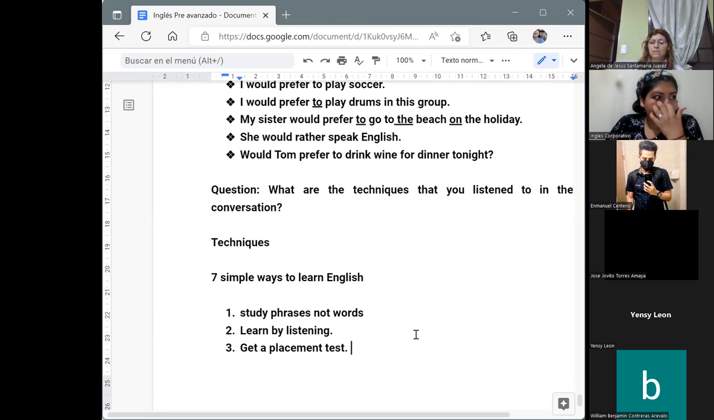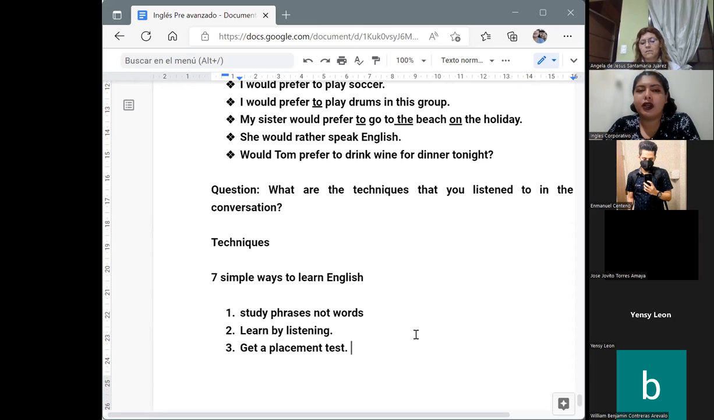In that case, when we are having the idea of learning English, we need to take this placement test, because you're going to know what your level is and what information you have, in which areas you have problems, or you are not understanding all the information that you have about a specific area. And in that case, you can follow the specific courses for your level.